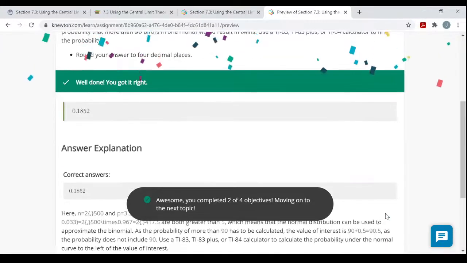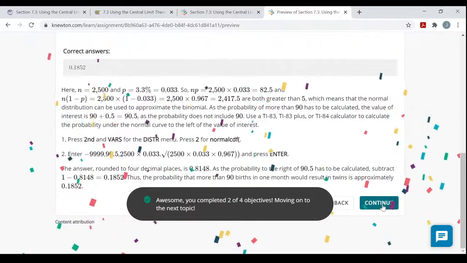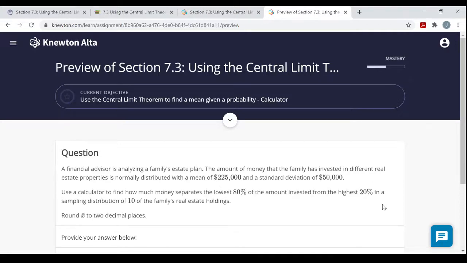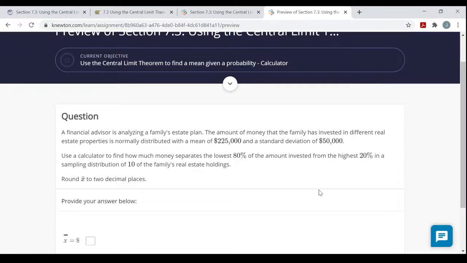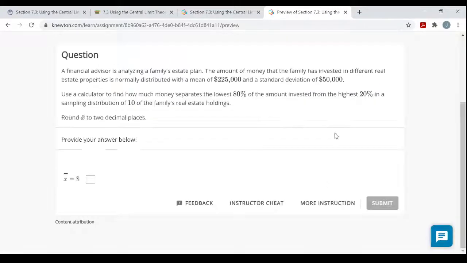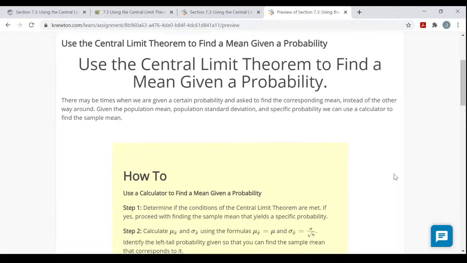Alright, so now these last two objectives are actually on using the central limit theorem for means to find a given probability. So if you recall, hopefully you recall, now I'll go to the more instruction again. They're going to refresh your memory as to what the central limit theorem for means was.